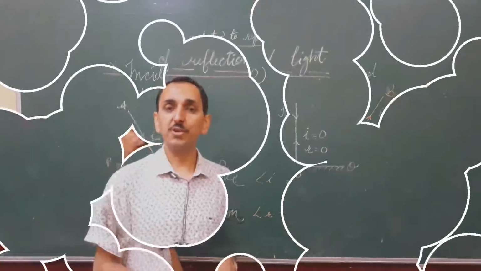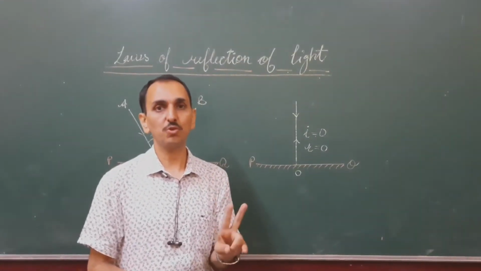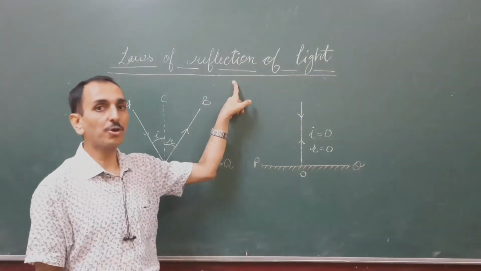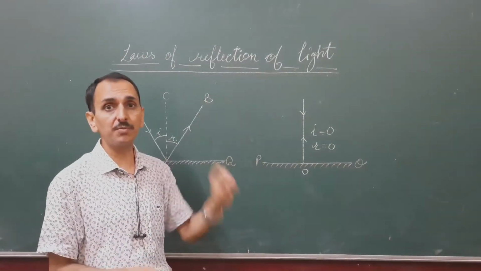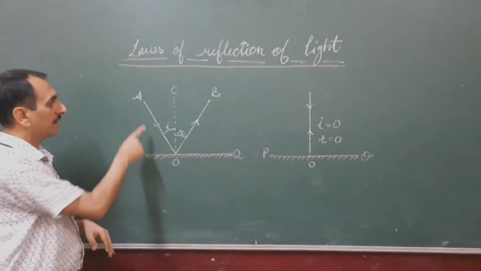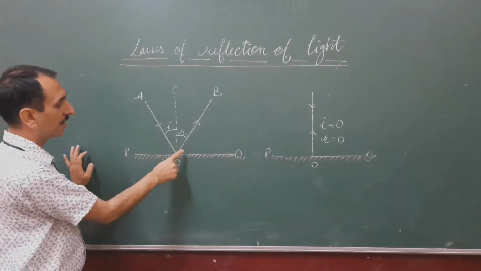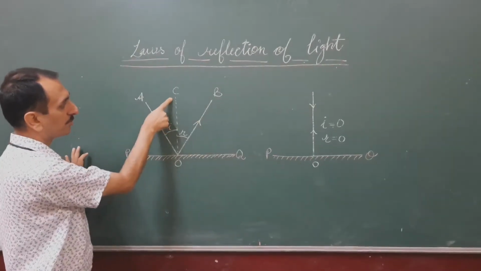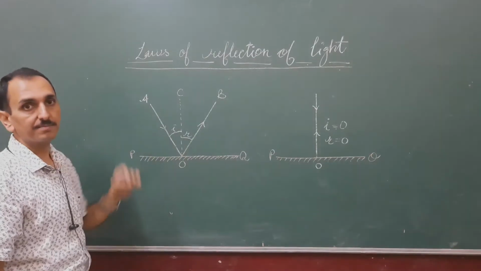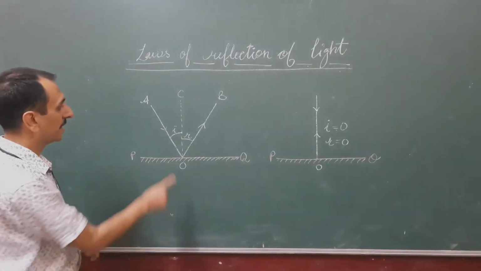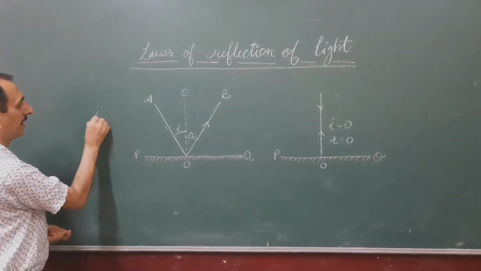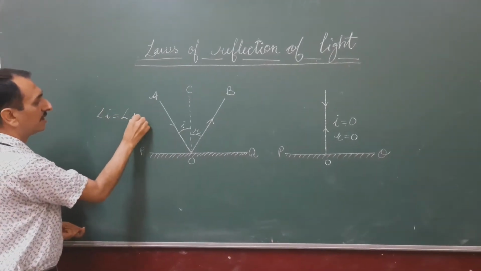During reflection, light follows two laws. Those are called the laws of reflection. And these are applicable for all kinds of reflection, maybe diffused or regular. Now, first law: the incident light ray, reflected light ray and normal at the point of incidence all lie in the same plane. Second law: angle of incidence is equal to angle of reflection. Angle I equals angle R.